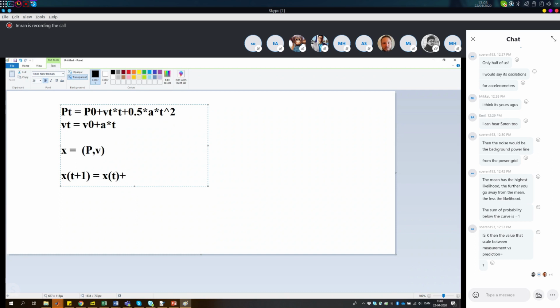So x at t plus 1 equals some matrix A times xt plus B times ut. Do you think you can change this system into this kind of state space form? What is matrix A? What do you think? What is matrix A?